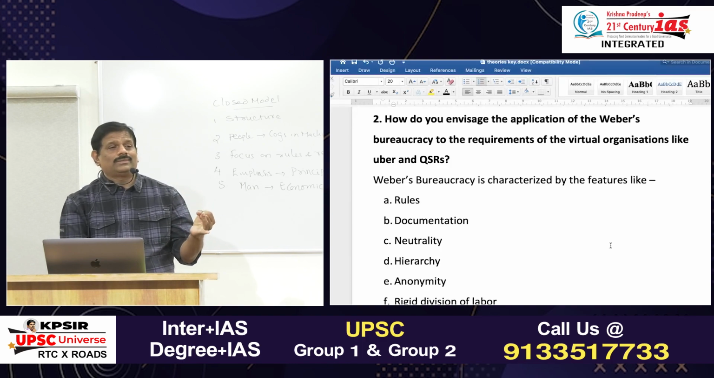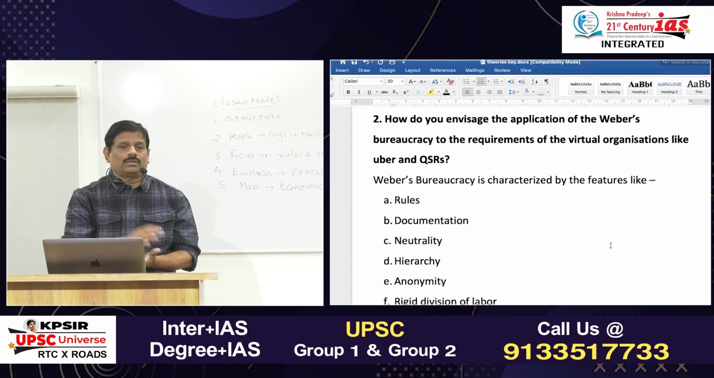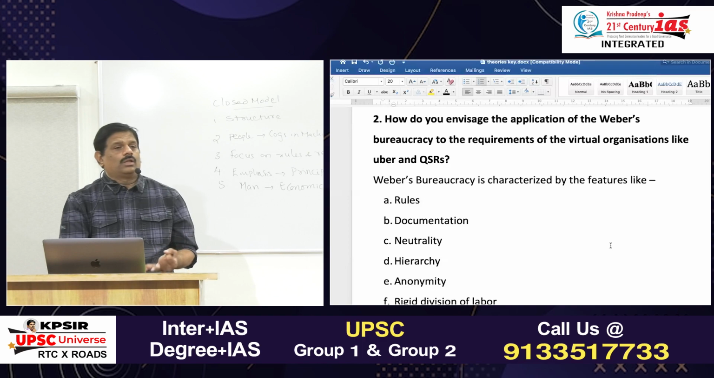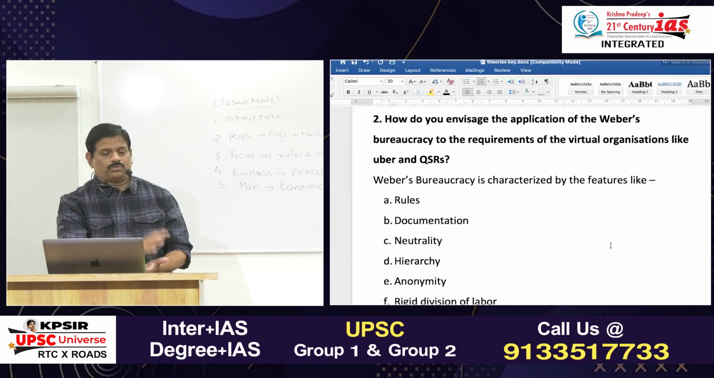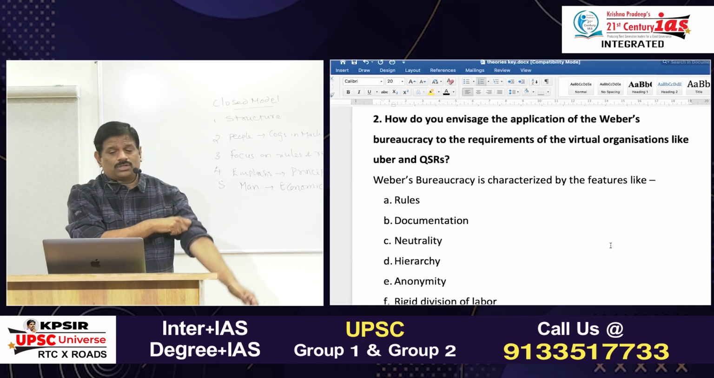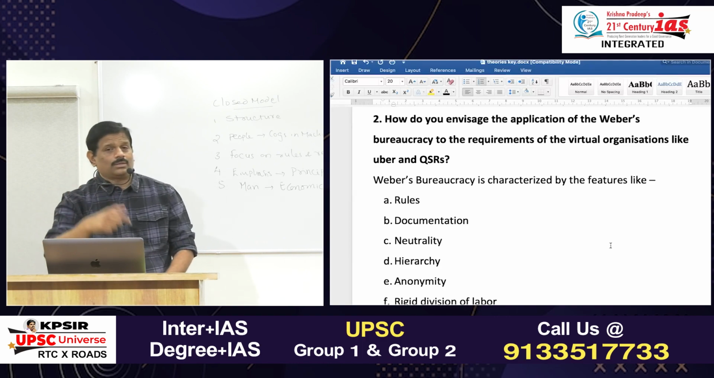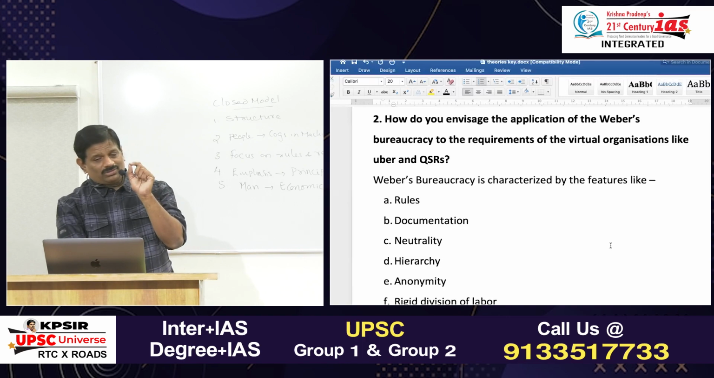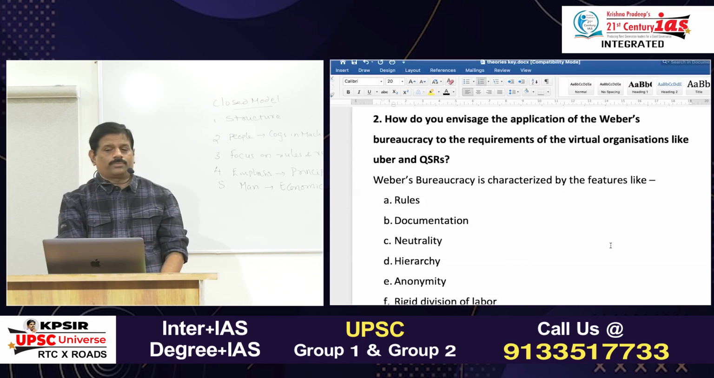Neither Zomato nor Swiggy is having any restaurant at all. It is not cooking anything at all. But these organizations are operating. In fact, Uber or Ola or Swiggy, they are only software companies, not providing any physical product, only software solutions. So these are known as virtual organizations. The organization that seems to exist but does not exist actually. So how do you envisage the application of Weber's bureaucracy to the requirements of these virtual organizations?